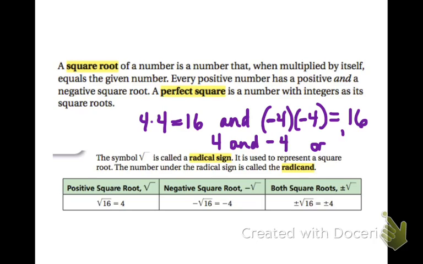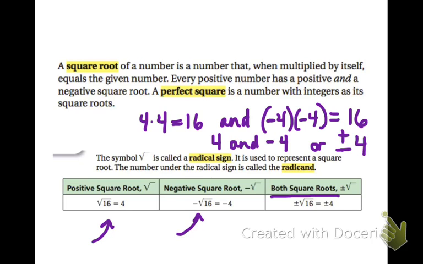Or you could use this kind of symbol, plus or minus on top of each other, 4. So we just talked about the positive one. You don't have to put a plus sign in front of it to mean positive. However, if we want the negative root, this negative sign in front of the square root of 16 is read as the opposite of the square root. So the opposite of 4 is -4. That tells us we want that negative.